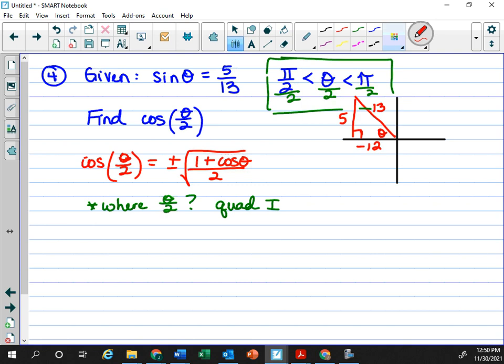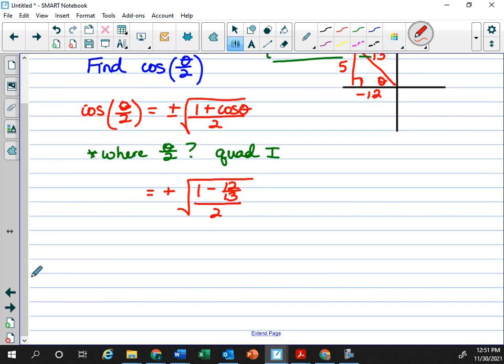Is cosine positive or negative in quadrant 1? Positive. So we are picking positive for our formula. Now, it's 1 plus cosine of theta. So I've got 1 plus, what is the cosine of theta? We're back to the triangle now. Good. So I'm just going to write 1 minus 12 over 13. And then that's all over 2.